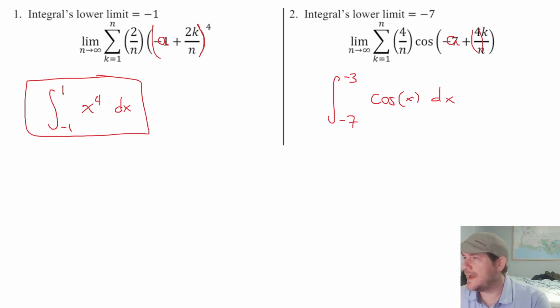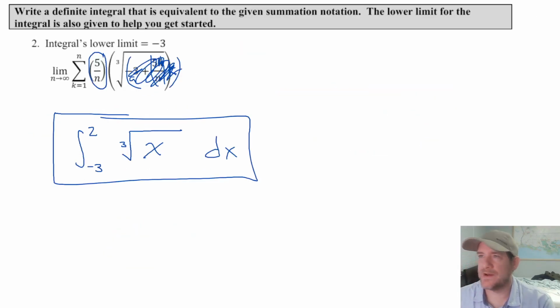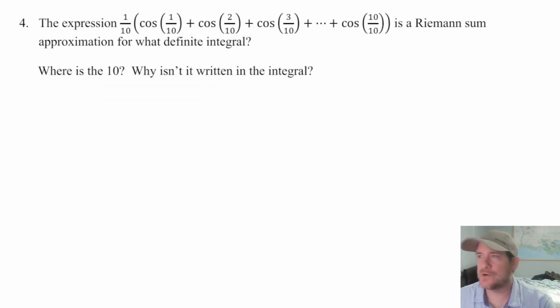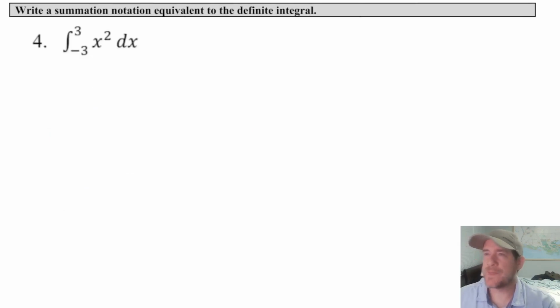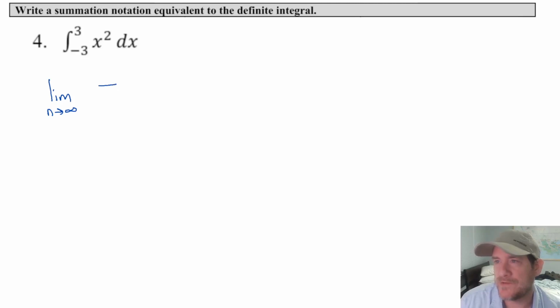So that's that. Let's go way back now to the original homework, and we did 1 and 2 and 3. So now we can switch gears and talk about how to do this the other way around, which is to turn these integrals into summation notation. For summation notation, it's always going to be the limit as n approaches infinity of some sum where k starts at 1 and goes up to n.